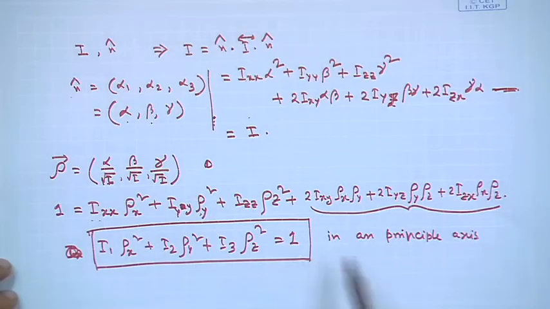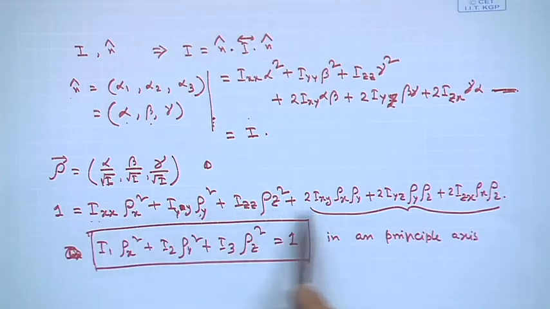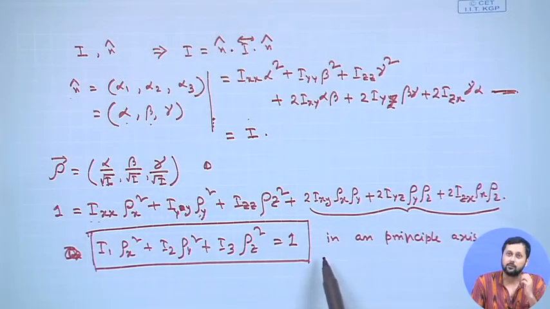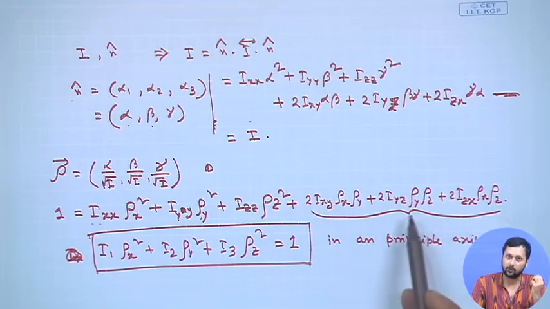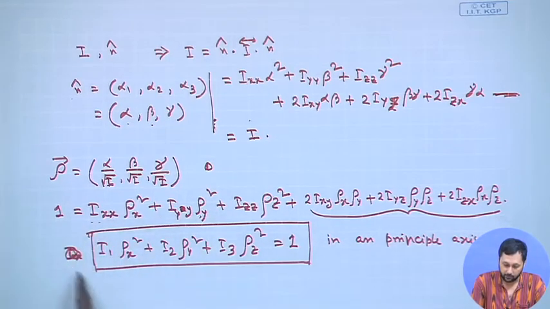So, we continue our discussion on the principal ellipsoid of inertia. We got an equation for any arbitrary direction. What happens is, when alpha, beta and gamma represent the direction of a principal axis, the I_xy, I_yz, all the non-diagonal terms vanish. That is where the equation reduces to this particular form.